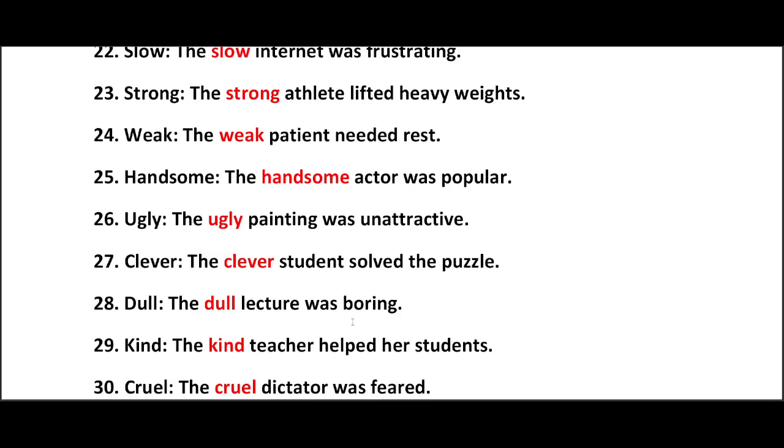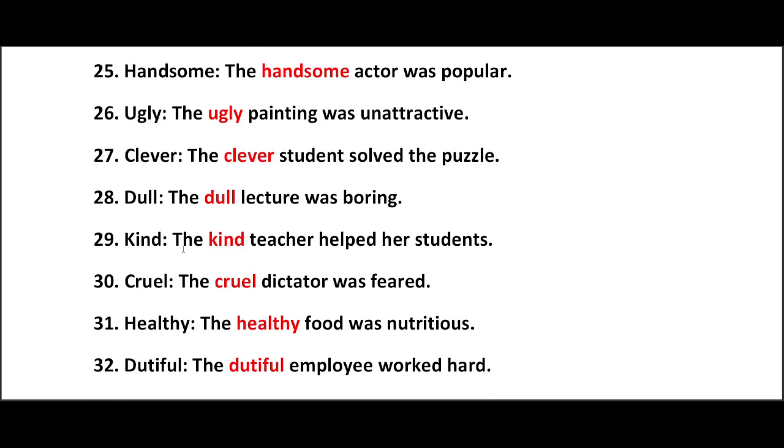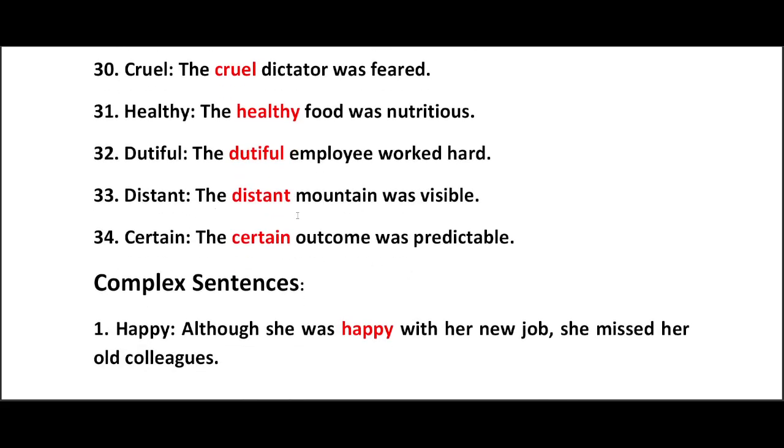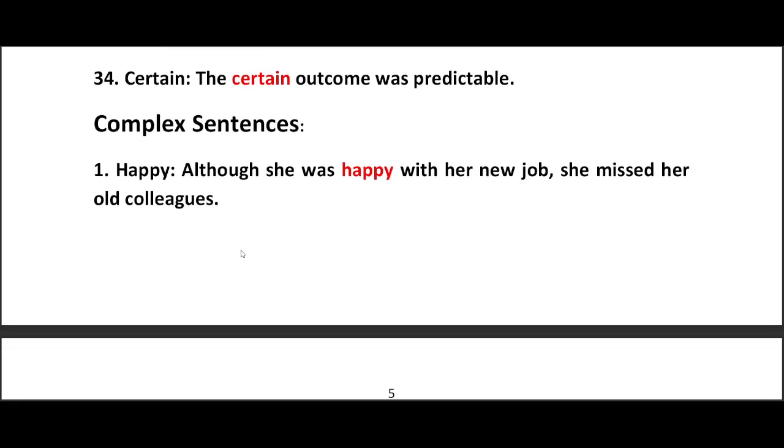Dull, the dull lecture was boring. Kind, the kind teacher helped her students. Cruel, the cruel dictator was feared. Healthy, the healthy food was nutritious. Dutiful, the dutiful employee worked hard. Distant, the distant mountain was visible. Certain, the certain outcome was predictable. Now, I have used all these adjectives in complex sentences as well. And now I'm going to read all these complex sentences.